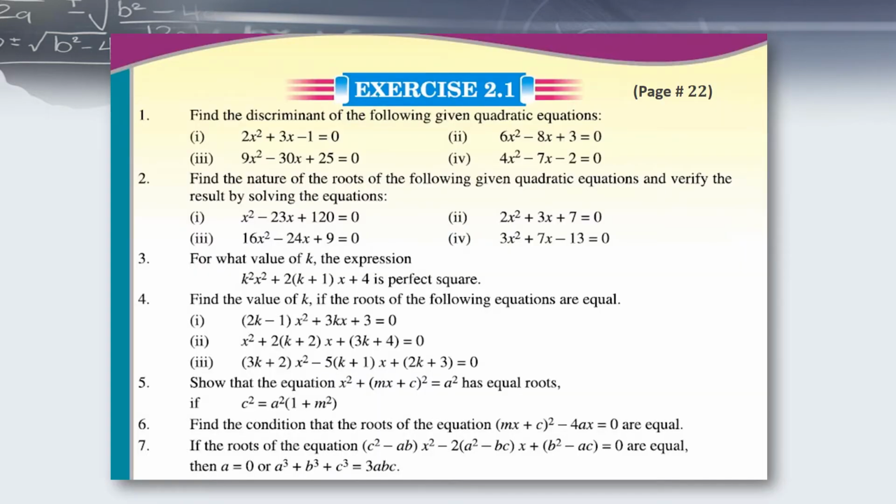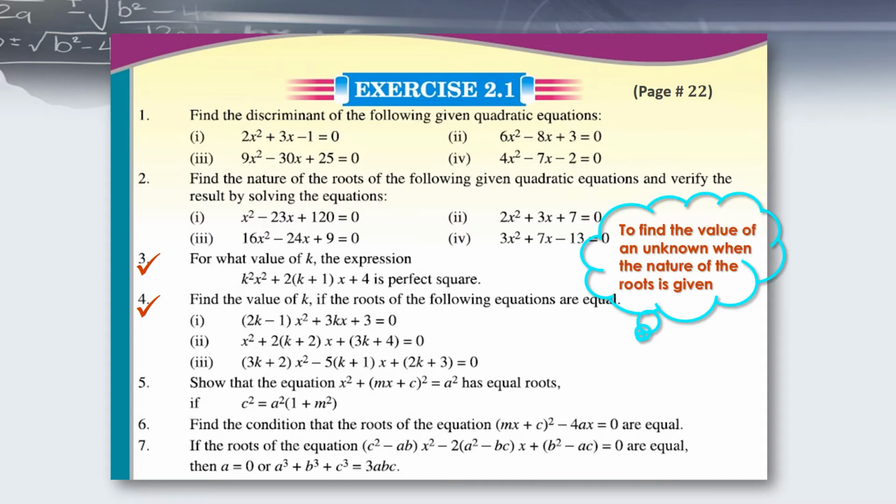Moving on to question number 3 of exercise 2.1. In fact, both the questions 3 and 4 are of the same type. Here we have to find the value of an unknown involved in the quadratic equation when the nature of the roots is given. Now let's solve question 3 together.